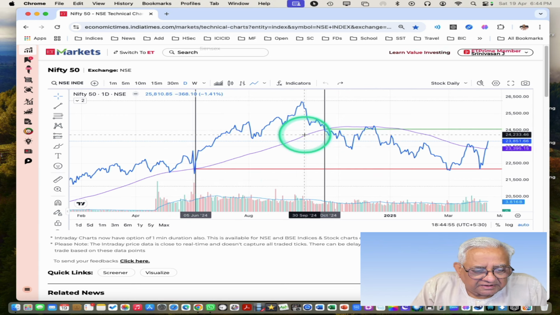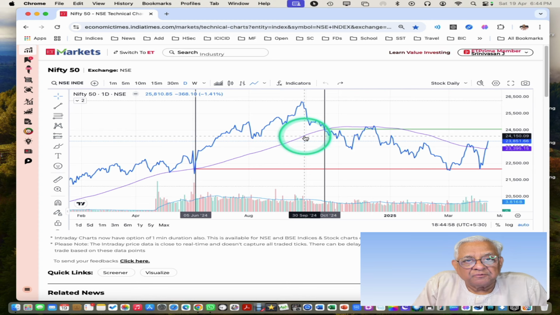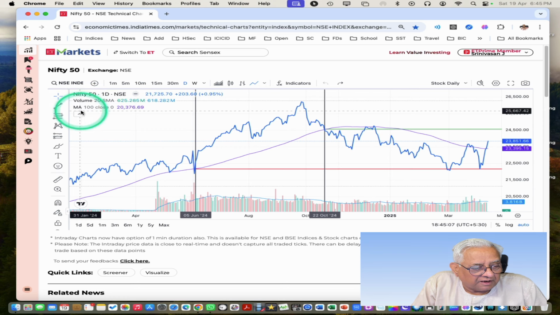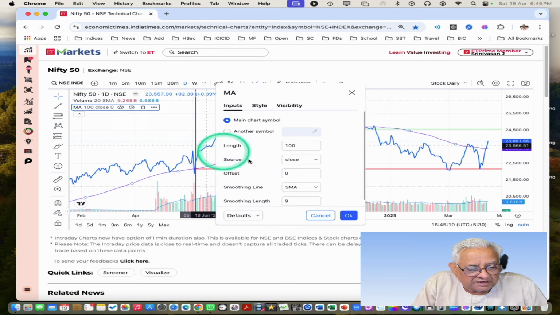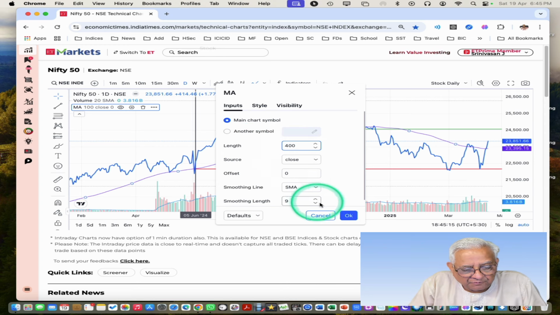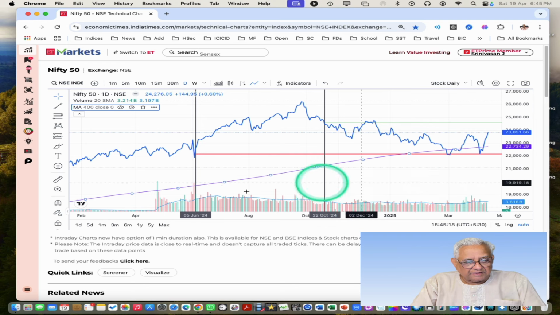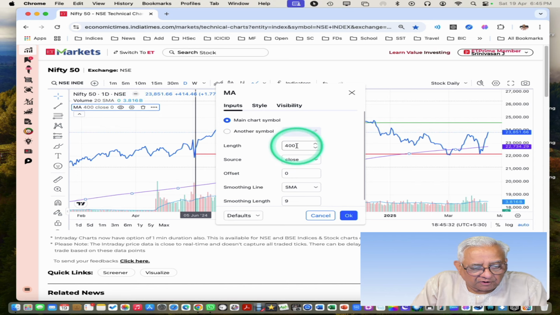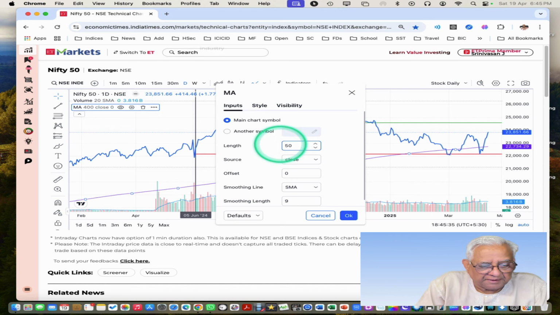Now, a buy and a sell signal will vary depending on whether you have a 100 DMA or a 20 DMA or a 200 DMA. Let's look at what happens to the same chart. This 100 DMA, I go and change the settings to, let's say, 400 DMA. The 400 DMA did not tell me to buy or sell anytime here. It tells me to sell here and buy back, sell here, buy back. Now the same thing if I did it for a 50 DMA.